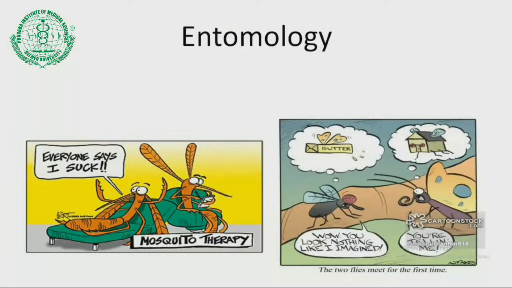So what is entomology that you should know? Entomology deals with insects or vectors. These vectors are responsible for transmission of certain infections from person to person, or from animal to person, or from environment to person. So these are insects which are transmitting infections from one place to other place.